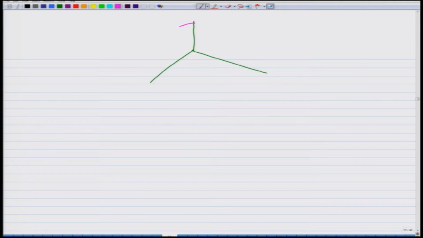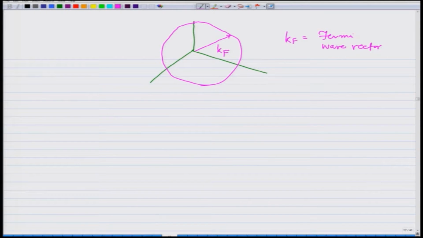electrons are going to be occupied, to a good approximation, as a sphere up to a highest k, which I will call k Fermi. This is known as the Fermi wave vector. kF is known as the Fermi wave vector. So, the volume of this sphere, this is in k space, is going to be 4 pi by 3 kF cubed.